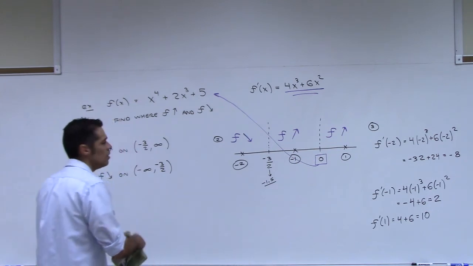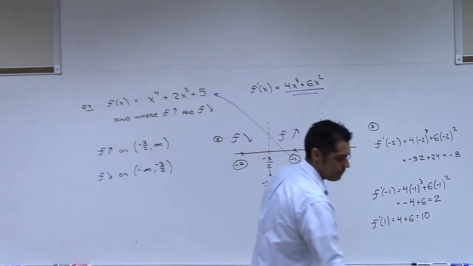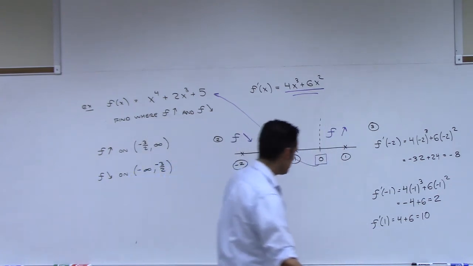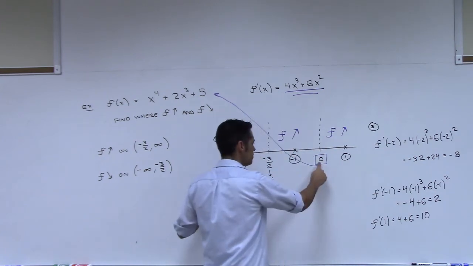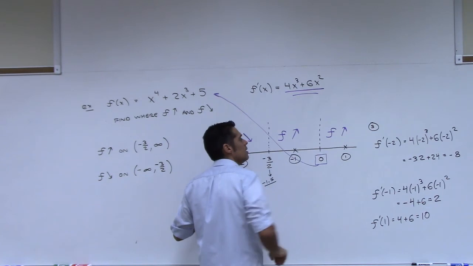All right, I want to try one more. Or I have a question. So, does that mean at 0 it flattens out at 5? Right here, at 0. Remember how in the last one we did, it flattens out? That's a great question.